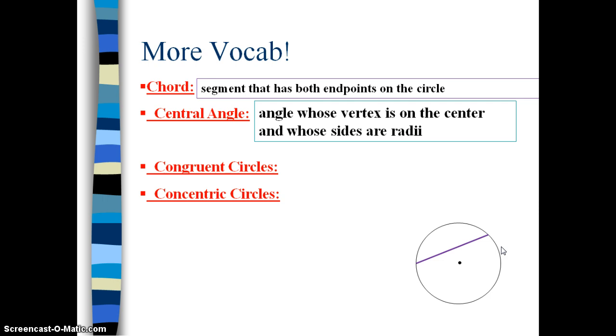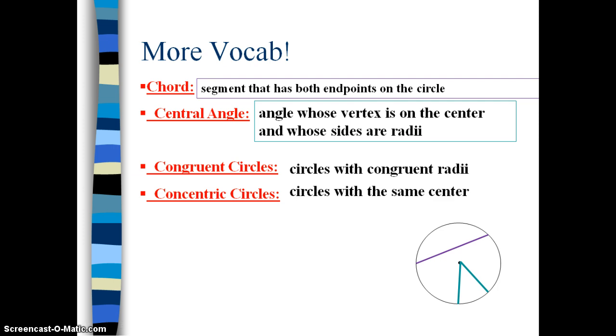A central angle is an angle whose vertex is on the center and whose sides are radii. Radii is the plural form of radius. So this is a central angle because the angle starts from the center and the two sides of the angle are both radii. Congruent circles are going to be circles with congruent radii, so if two circles have the same radius, then they're congruent. And concentric circles are going to be circles with the same center. So both of these circles have the same center, but they're not congruent. See how it says centric right here? Circles with the same center.